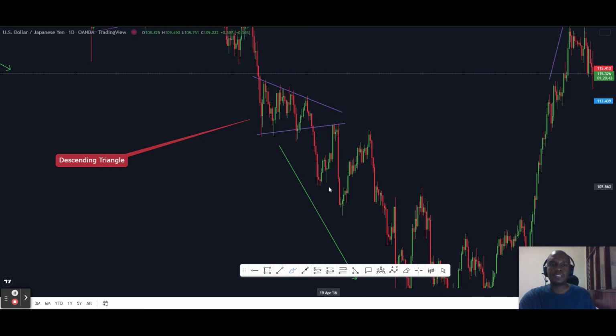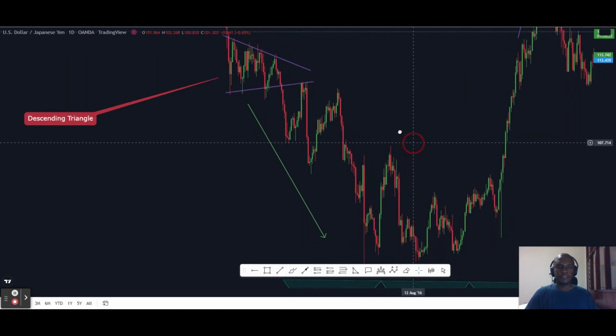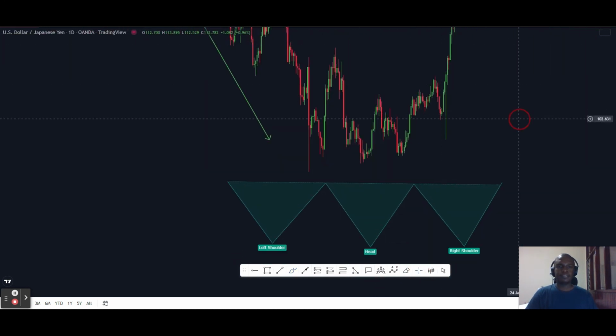uptrend. You will see the same level, because now this is a support in a way, and once it's broken, it becomes resistance. So it's a break and a retest, then you expect the move to the downside. It's a continuation. Let's move on. Hope you guys are getting the hang of this.